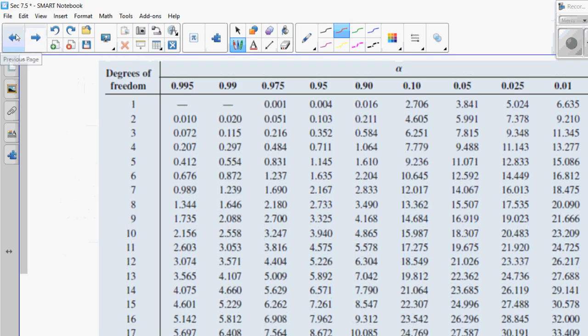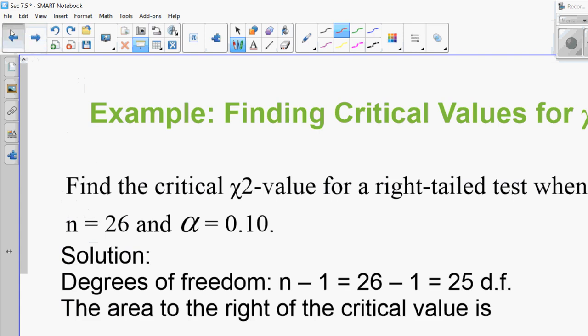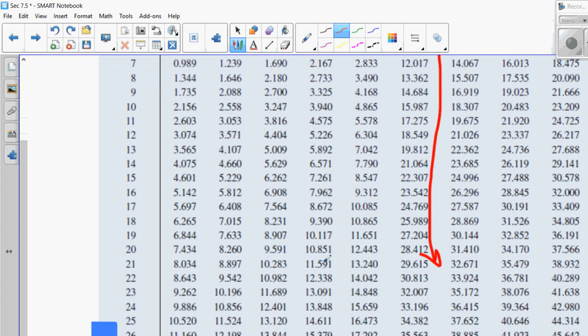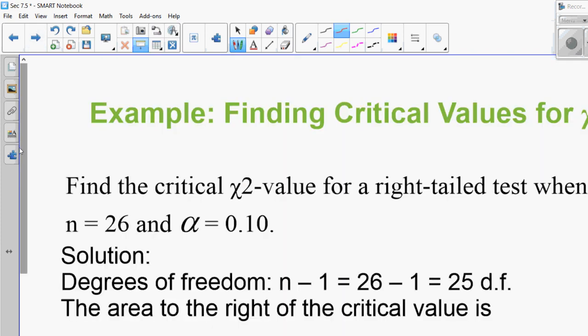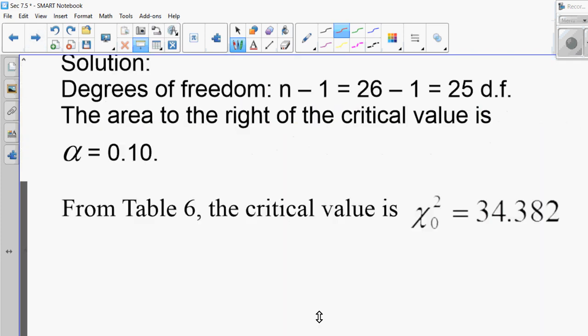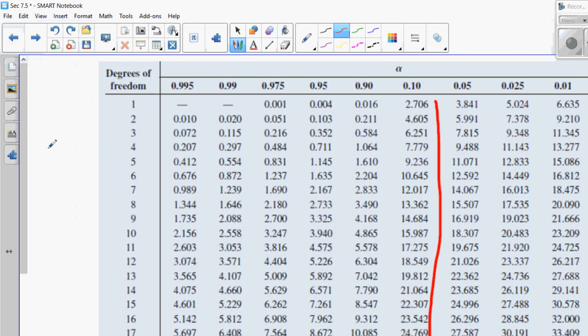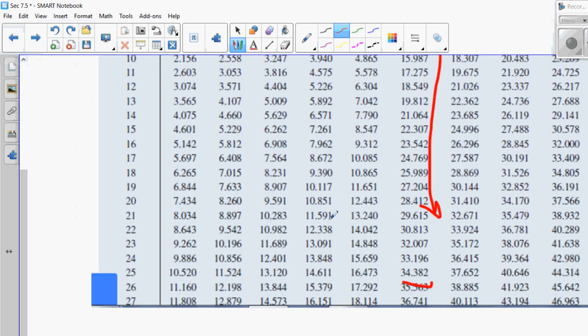Now I need to scroll down. So our alpha is 0.1. So we're going down this chart. And if we go down to 25, we get our value right there, which you can see is our value of 34.382. Okay, scroll down here. 34.382 is at 25.